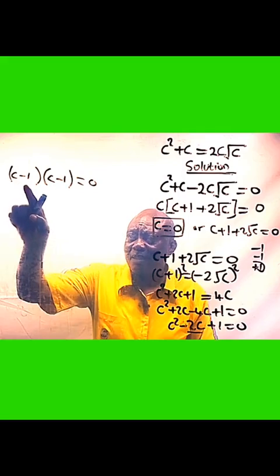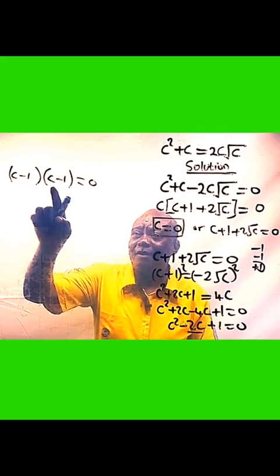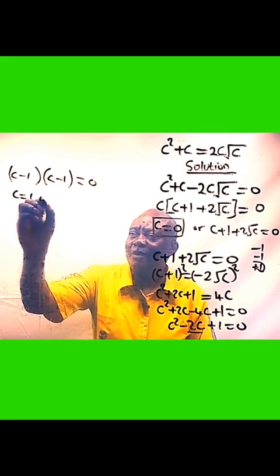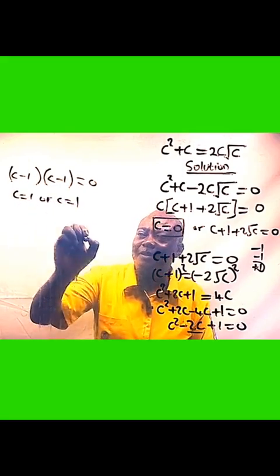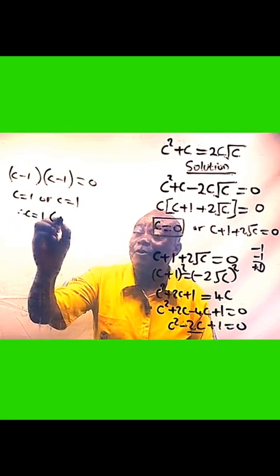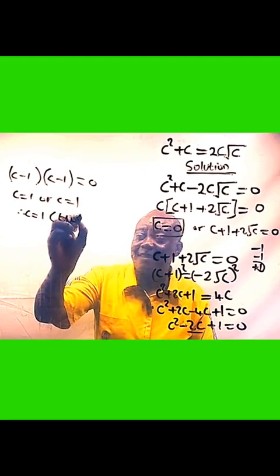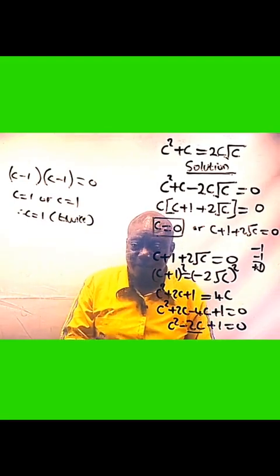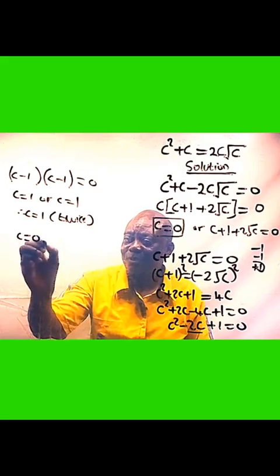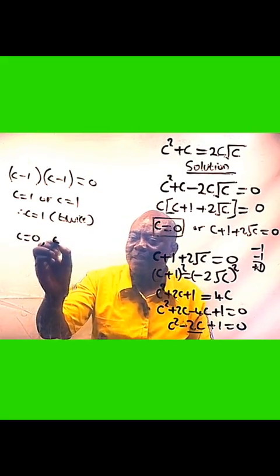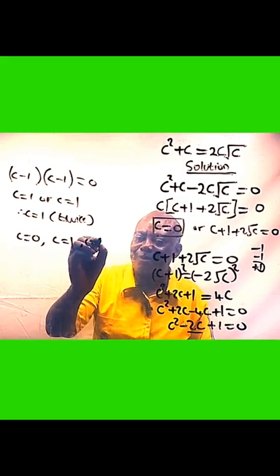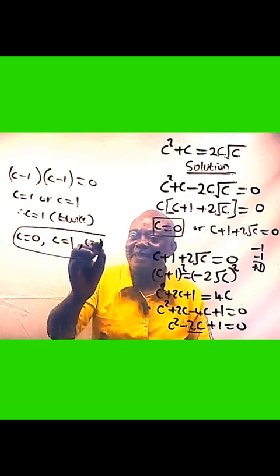So if C minus 1 multiplied by C minus 1 equals to 0, that means either C equals to 1 or C is equals to 1. So therefore, C is equals to 1. How many times? Twice. So in summary, our answer here is C equals to 0 or C equals to 1. Let us make it clear for everybody.